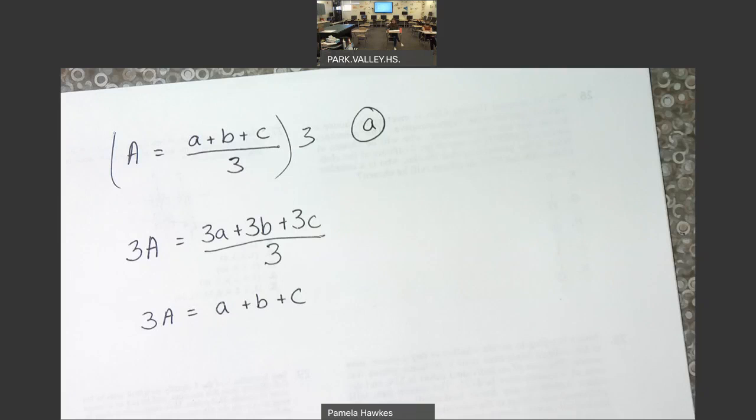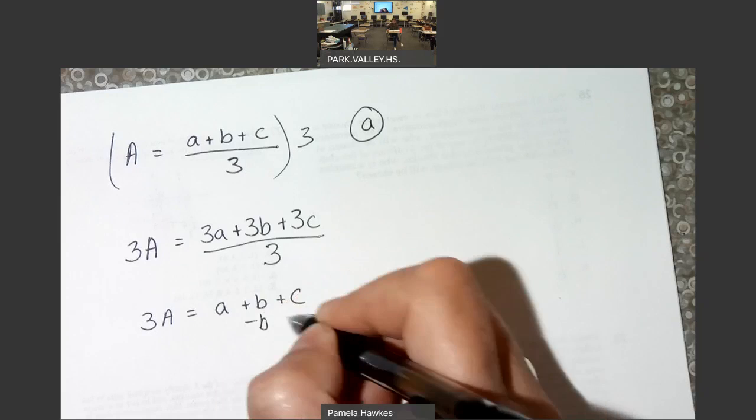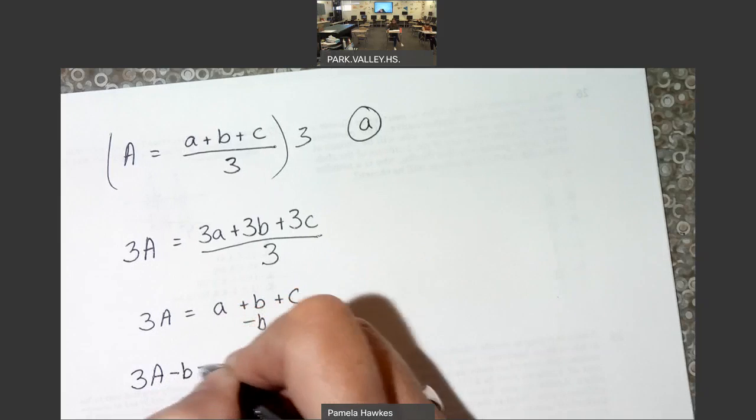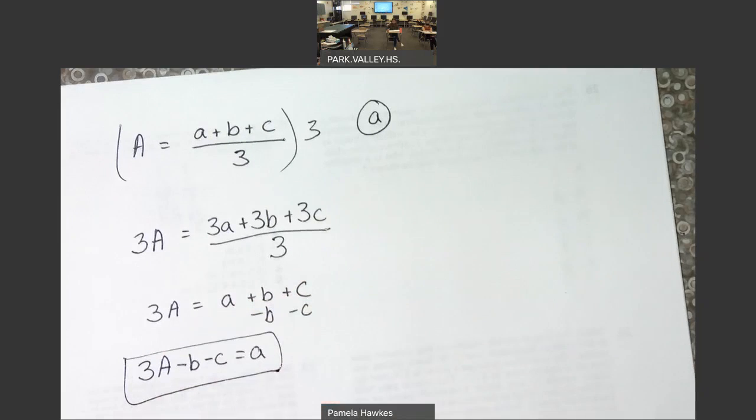What am I going to do with them? Why am I going to subtract? Because it's the opposite, so I subtract. So I'm going to subtract B and C. So my answer is 3A minus B minus C is equal to A. Good job. Okay? Thank you for doing that problem.